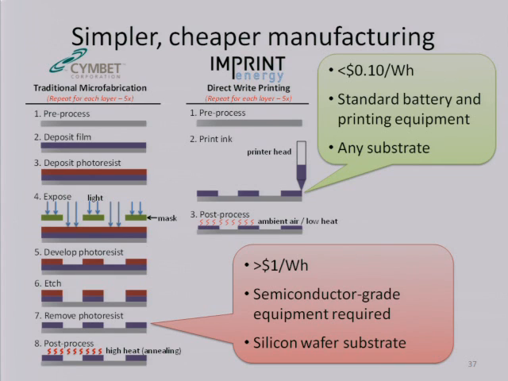So if you look at a typical microfabrication, you pre-process, you deposit a film, you deposit a photoresist, you expose the photoresist through a mask to some light, you develop the photoresist, you do some etching, you remove the photoresist, you do some sort of post-processing, then you start all over again to develop the next layer. So it's a very lengthy process. You have to repeat about 5 times.